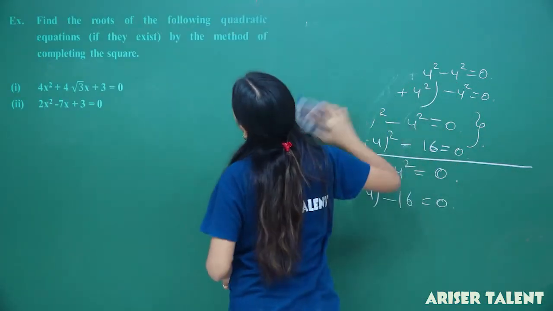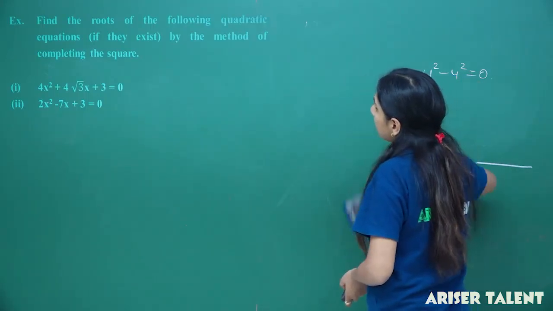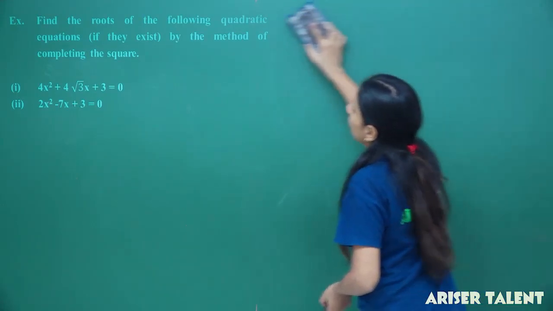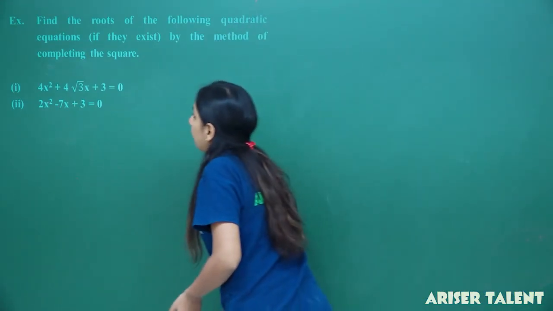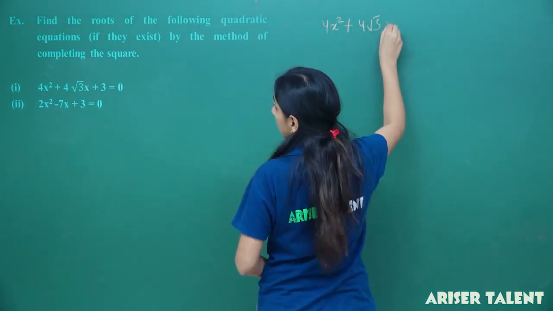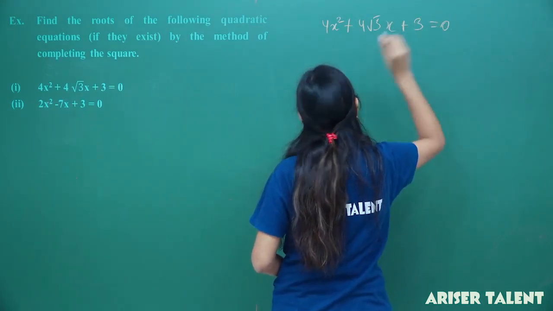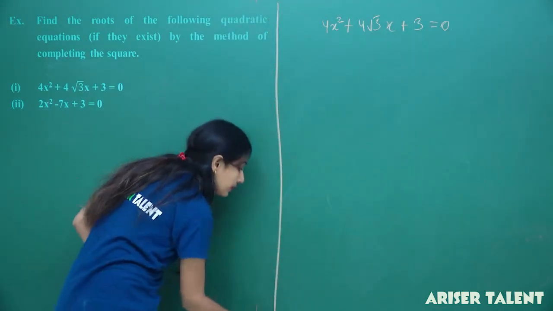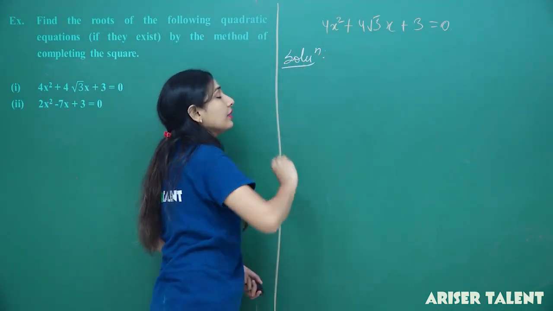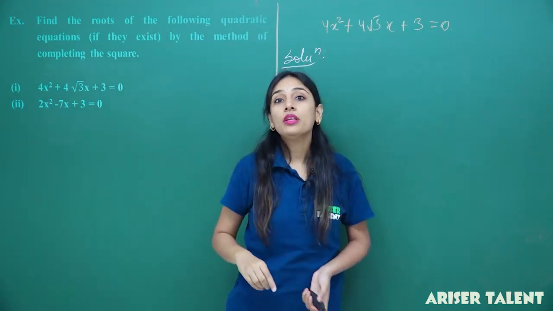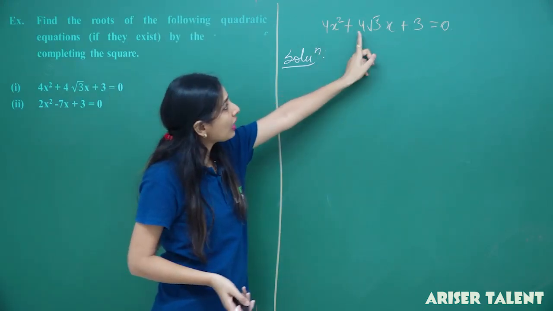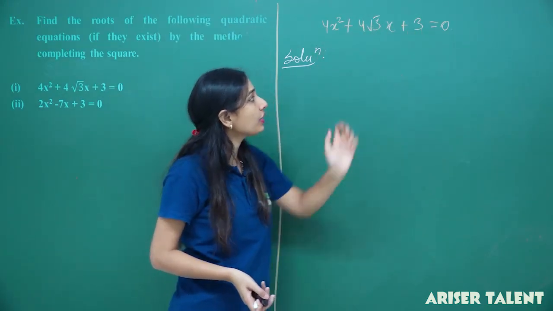Now find the roots of the following quadratic equations, if they exist, by the method of completing the square. Okay. So what we are having is 4x square plus 4 root 3 x plus 3 equals 0. Now look at the question, students. This is the new thing we are studying. We have read these concepts in our previous lecture, but we haven't solved any question on that. Now 4x square plus 4 root 3 x plus 3 equals 0.